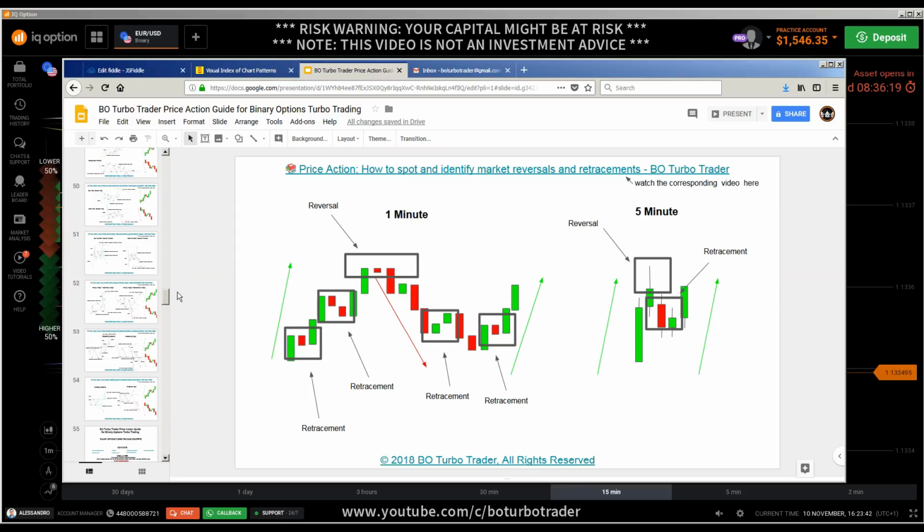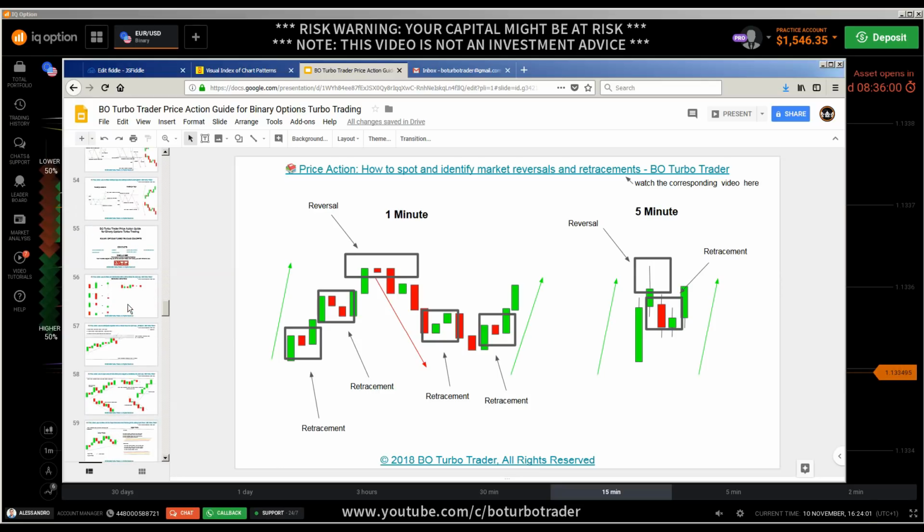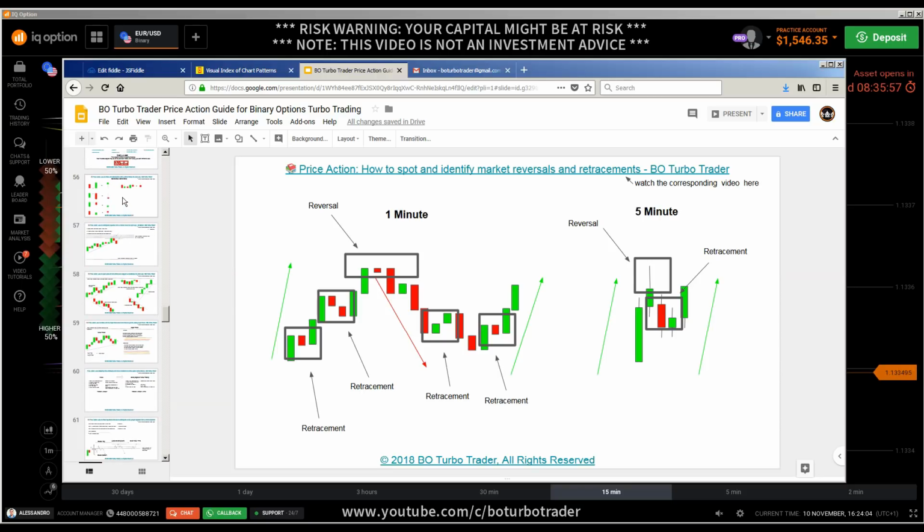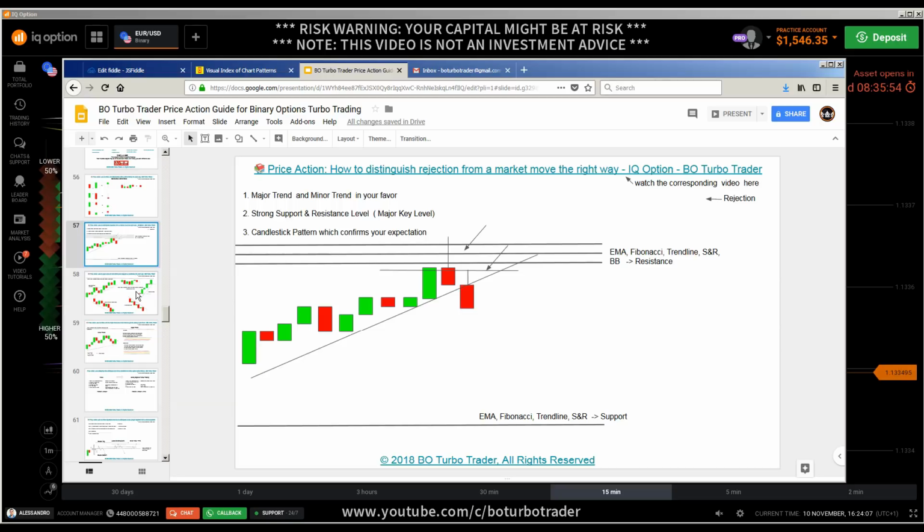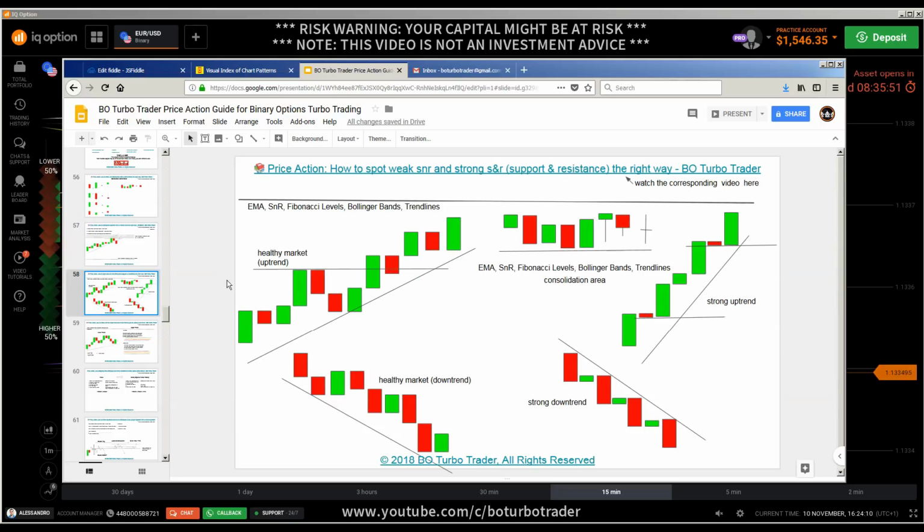Yes, and those were the most important ones. After this, I would recommend that everyone understand the concepts about candlestick math, rejection, and market condition. Here you see the trend, how to identify a good strong trend from a healthy trend, because depending on the trend and the market condition, candlesticks behave differently.